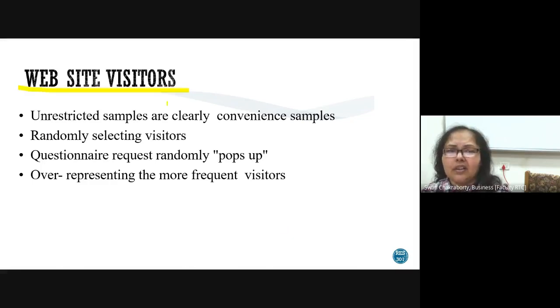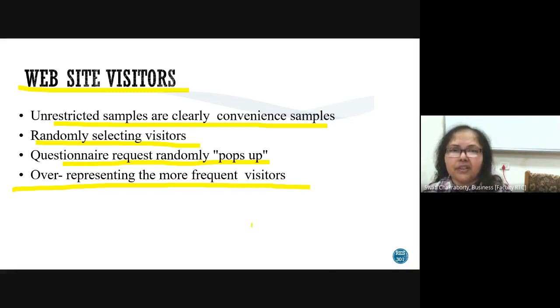Website visitors. Unrestricted samples are clearly convenience samples. Even when randomly selecting visitors, with questionnaire requests randomly popping up, it overrepresents the most frequent visitors. Who are the website visitors? Those who frequently visit that website. You're actually having them more number of times. Say it says 100 people have visited. It could be 10 people who visited 10 times. It's not actually 100, right?